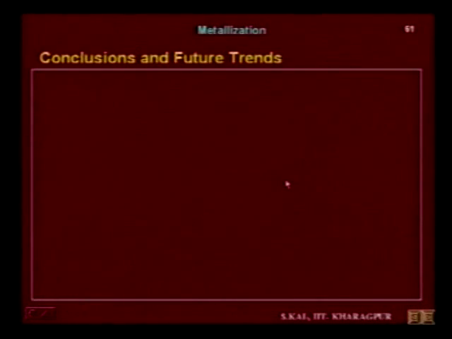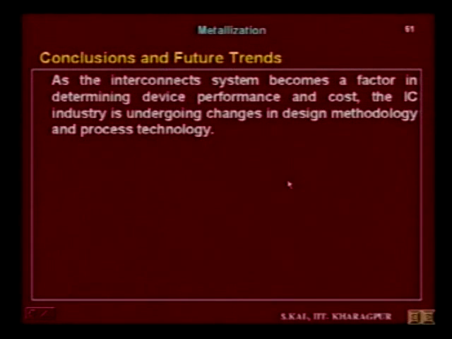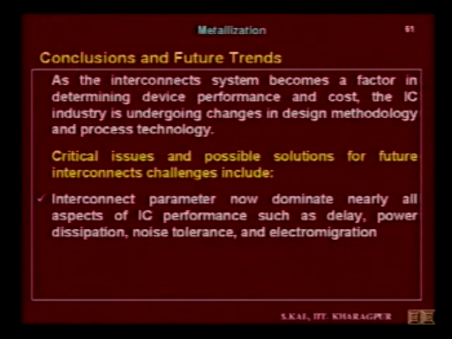Okay. Now, conclusions and future trends in metallization schemes. As the interconnect system becomes a factor in determining device performance and cost, the IC industry is undergoing changes in design methodology and process technology. Critical issues and possible solutions for future interconnect challenges include the following points. Namely, interconnect parameters now dominate nearly all aspects of IC performance, such as delay, power dissipation, noise tolerance, and electromigration.